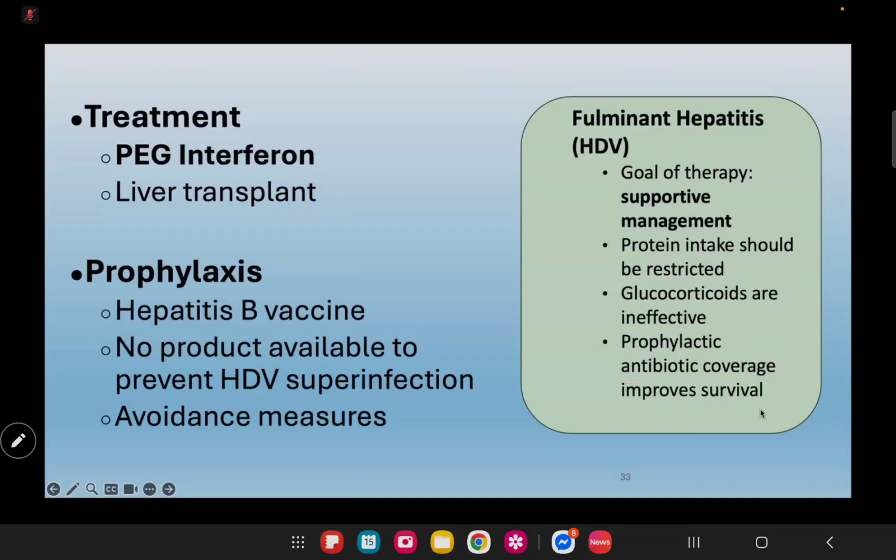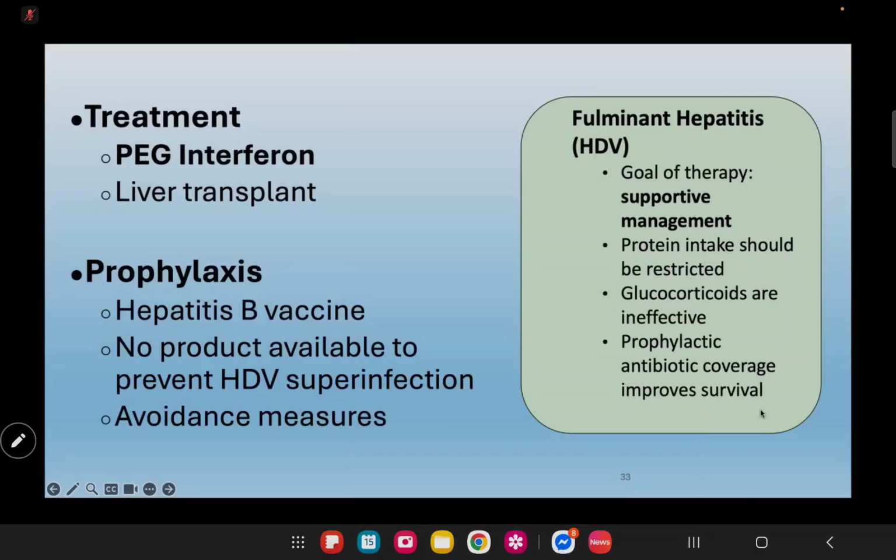Also, part of the supportive treatment is prophylactic antibiotics and avoidance of glucocorticoids, which are ineffective. If you're asked in the exam, what is the best prevention against hepatitis D? The answer is vaccination against hepatitis B. Okay, I hope that's clear.